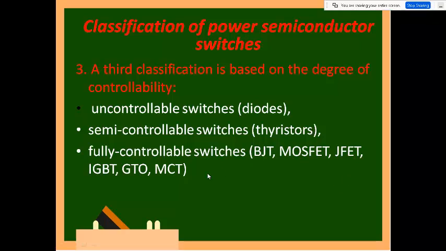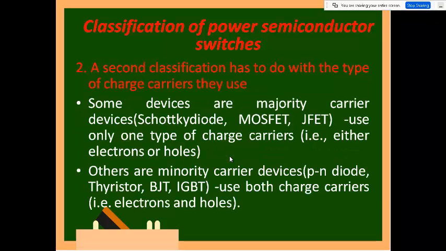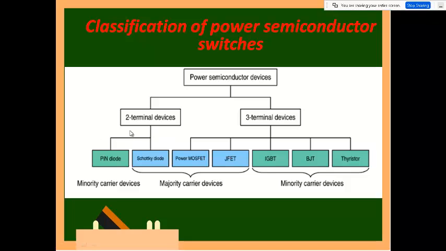Fully controllable comes all your voltage devices. A small correction: BJT will not come here, only MOSFET, IGBT, GTO and MCT will come. The BJT and JFET will not come, because these two come under the thyristor family, bipolar junction transistor and junction field effect transistor. They come under semi-controlled, not fully controlled. Okay, so this is about the classification of power semiconductor devices. Again, the only two-terminal device is the diode, as written here. In three-terminal devices, I have majority charge carrier and minority charge carrier devices.